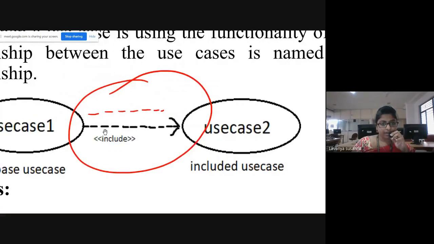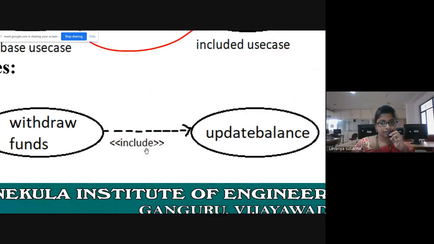See here, dotted lines, and then give arrowhead. See here, the arrowhead must point to the include use case. Remember that for the include relationship, we use dotted symbols and then an arrowhead. This arrowhead should point to the included use case. Let us see with an example.